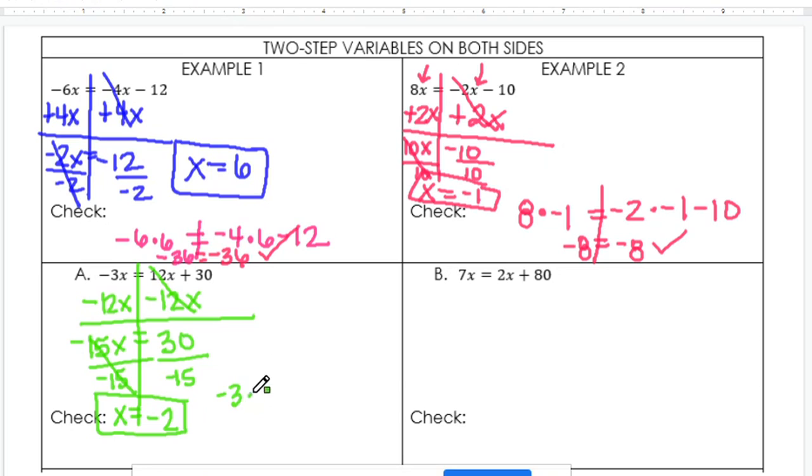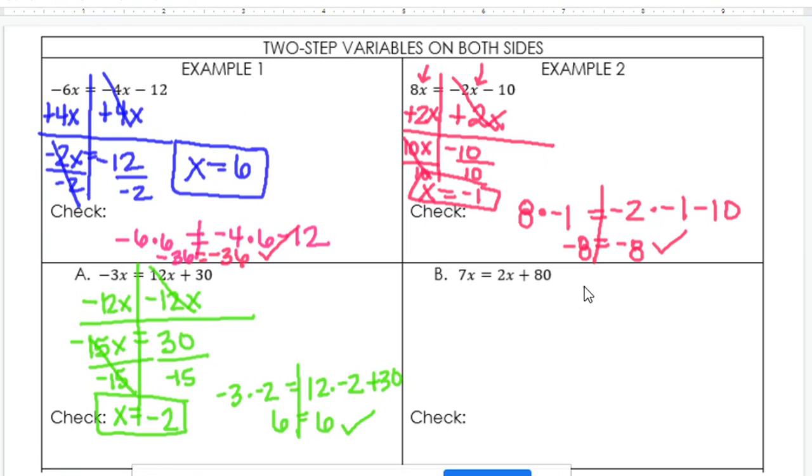All right, let's check it out. Negative 3 times negative 2. We want to see if that's equal to 12 times negative 2 plus 30. So negative 3 times negative 2 is a positive 6. 12 times negative 2 is a negative 24, plus 30 is a positive 6. So it checks out.